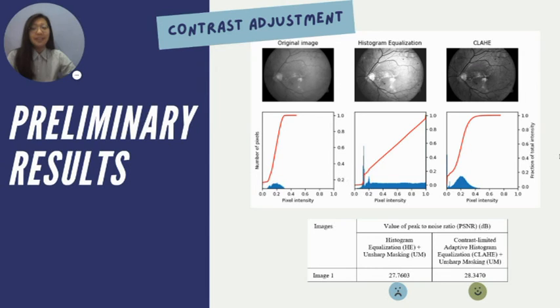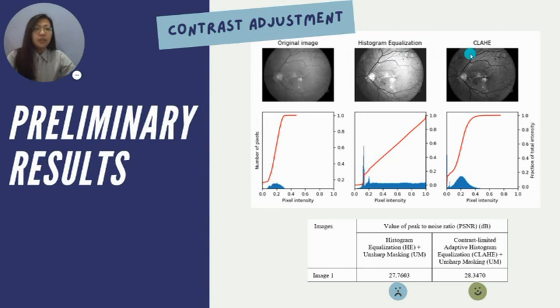As I mentioned before, the image preprocessing step is necessary in order to reduce and eliminate the noise and artifacts present in the fundus images. So the image enhancement technique will be applied to the fundus images before the segmentation step. This figure shows the original image and the image after applying the contrast adjustment technique. For the original image, we can see that it has low contrast. After applying histogram equalization with unsharp masking, the image is enhanced, but some parts of the image are over contrasted and the features can't be seen very clearly.